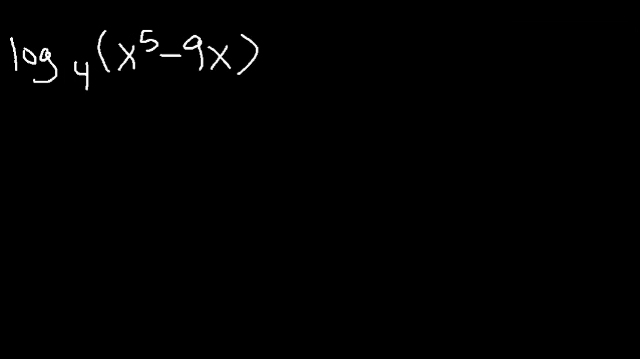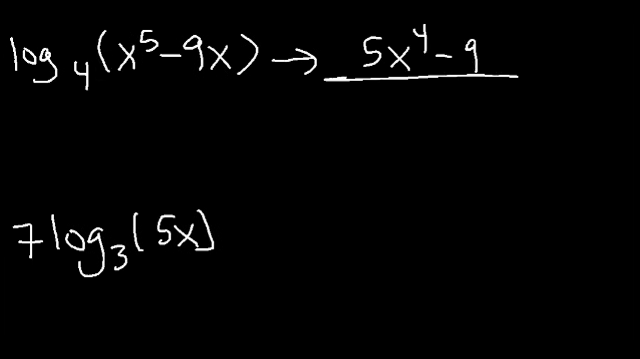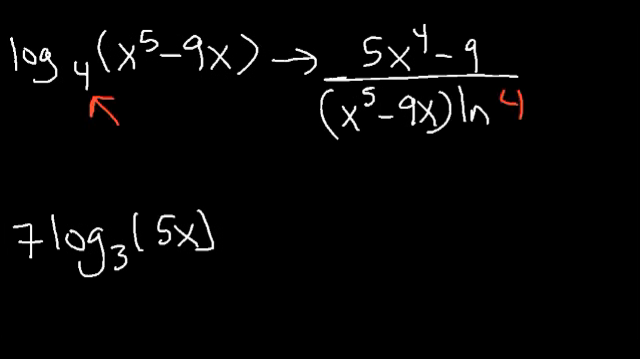Go ahead and try these examples. Log base 4 of (x to the 5th minus 9x), and also 7 times log base 3 of 5x. So the derivative of what's inside is 5x to the 4th minus 9, using the power rule. And the original function u is x to the 5th minus 9x. It's whatever is inside the log function, times the natural log of this number, 4.